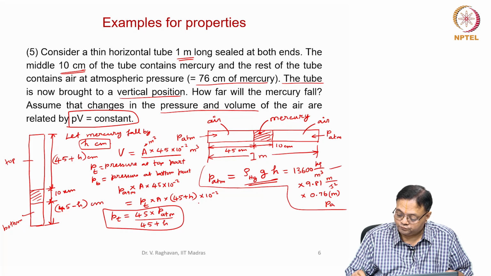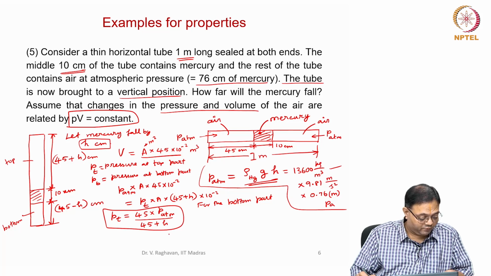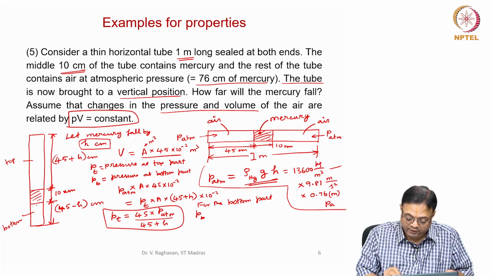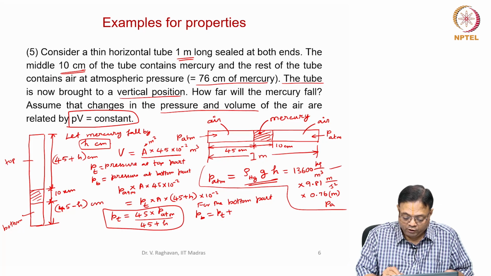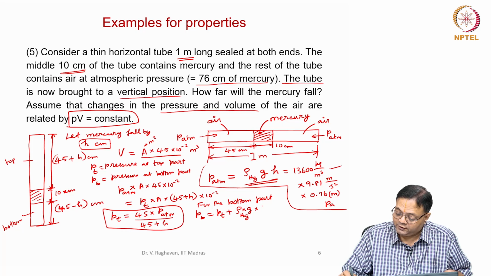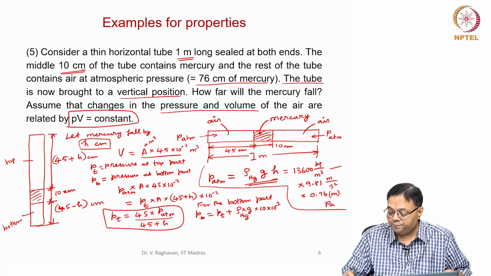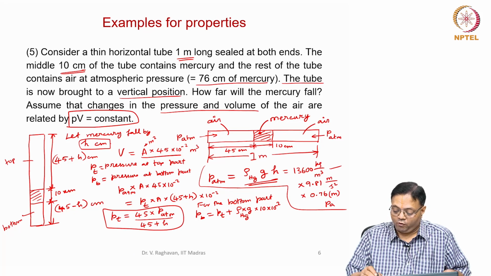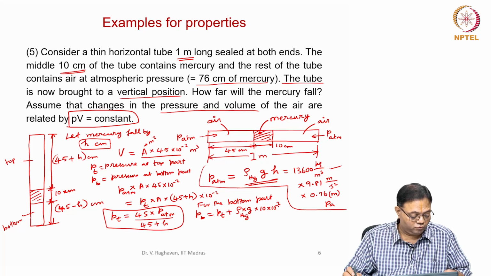Now for the bottom part, what happens? Pb. Here the pressure is whatever be the pressure at the top, Pt, plus, now mercury also is going to impart pressure. So that is the density of the mercury, rho Hg, into the acceleration due to gravity g, into the length 10 into 10 power minus 2. So this will be the pressure. I know the expression for Pt, and rho Hg g into 10 power minus 2, that also you know.